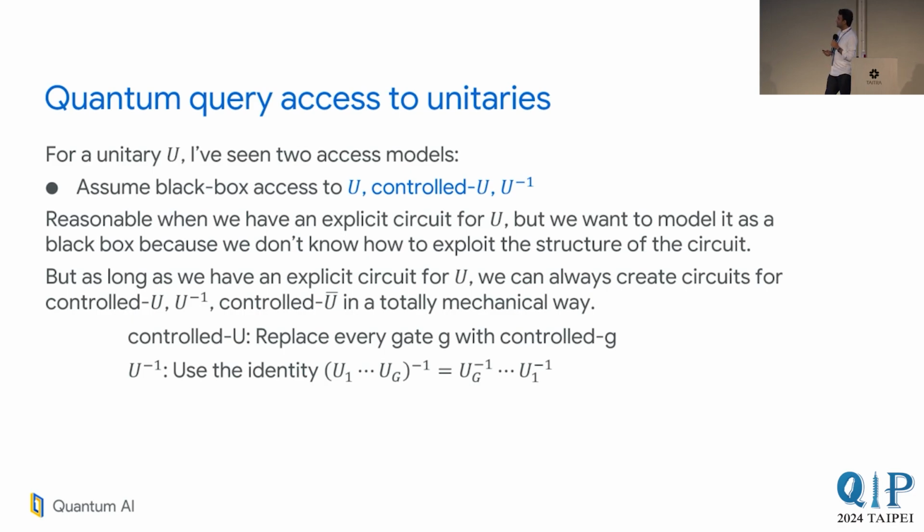U inverse is even easier. If you have a circuit for U, which is a product of elementary gates, U_1 to U_G, its inverse is just the same product, but reversed in order, and you replace each gate with its inverse.